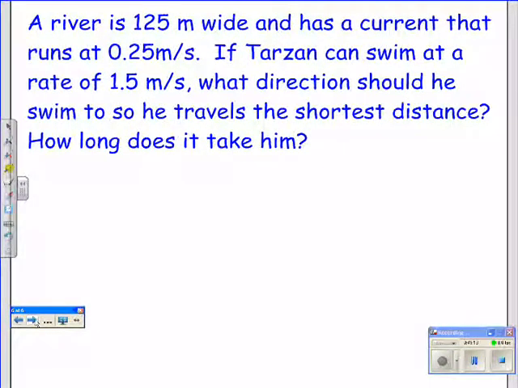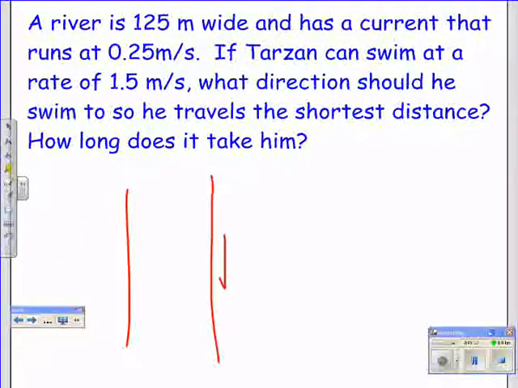Okay, again, we're going to draw a picture. Here's my river. Current is going that way, because that looks like down to me. Which way does a river flow? Every river in the world flows the same direction. Downstream. Every river flows downstream. Some rivers do end up flowing north, south, east. We're not concerned about that. We're just going downstream.